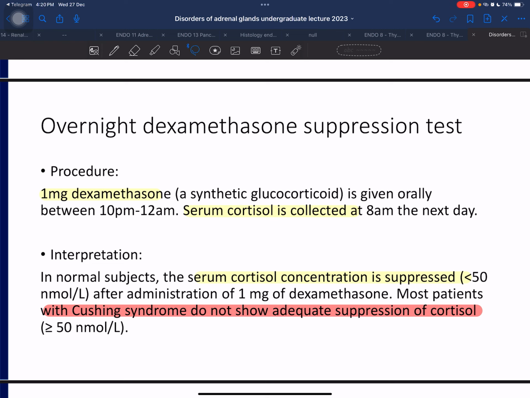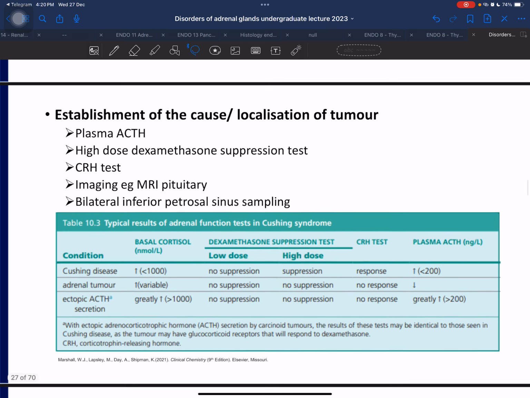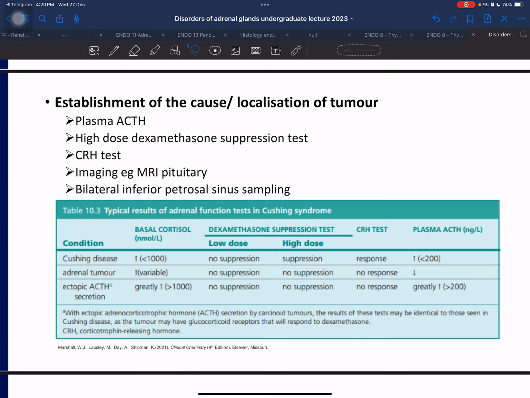So there are other tests, many other tests that you can do. You probably do not need to know so much at your level, but at least you've heard of it, that these are the other tests that can be done for you to either confirm or to localize the tumor. Okay?